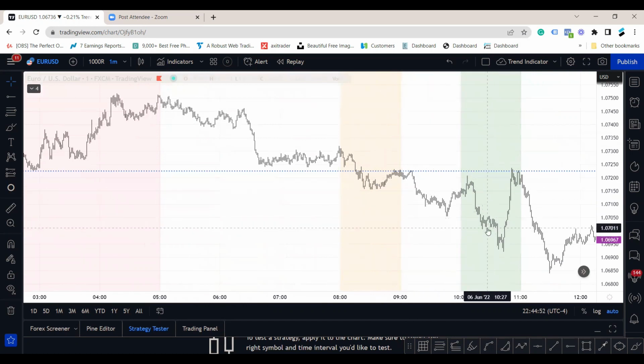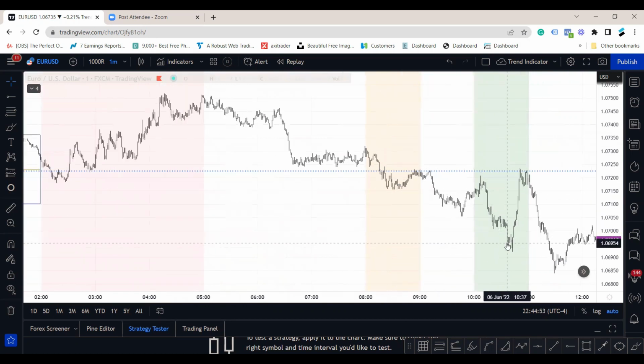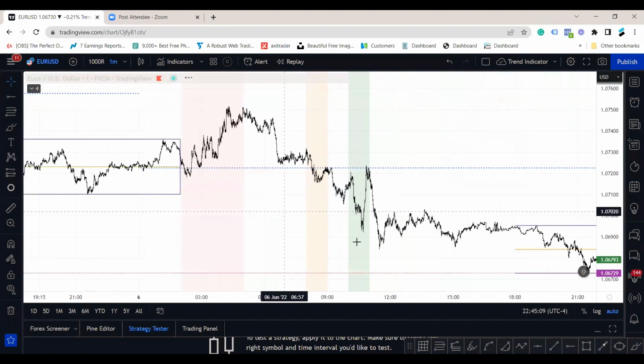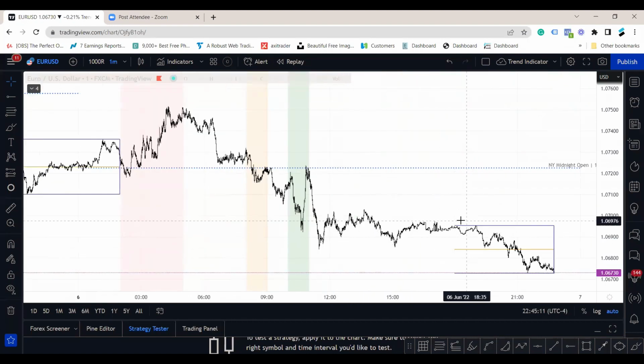Now remember this green zone. This is where the London market closed, where traders start to square off their positions, like taking profit, and the price starts going higher. And even after the London market closed, you see the price go into consolidation again. See, consolidation again, and we start all over again, another trading day.